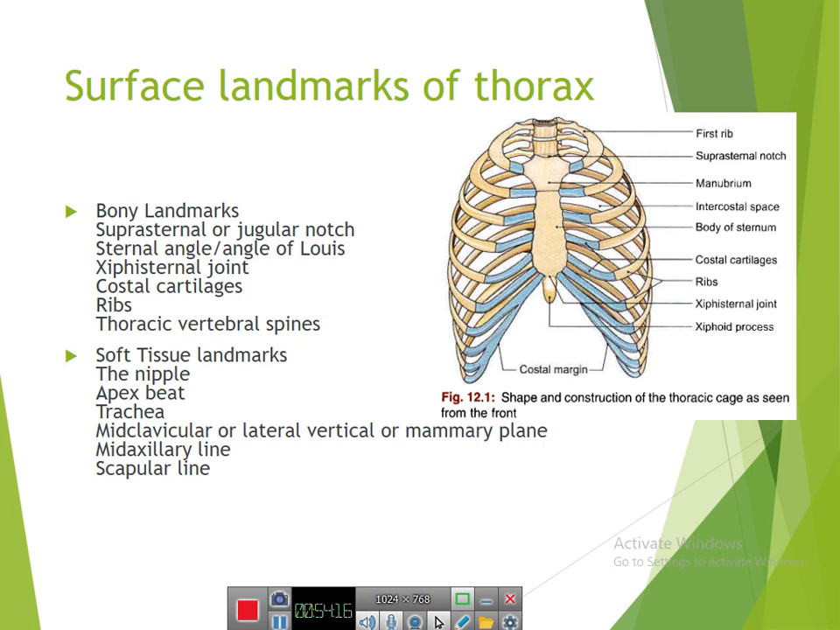Below this spine, all the thoracic spines can be palpated along the posterior median line. The 3rd thoracic spine lies at the level of the roots of the spine of the scapula, and the 7th thoracic spine lies at the level of the inferior angles of the scapula. So all of these that I mentioned are bony landmarks of the thoracic cage.